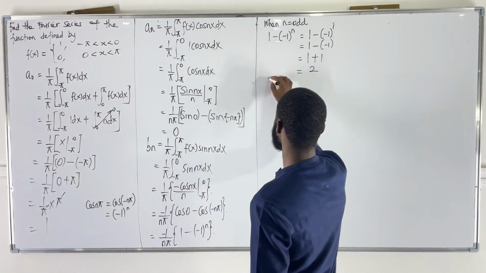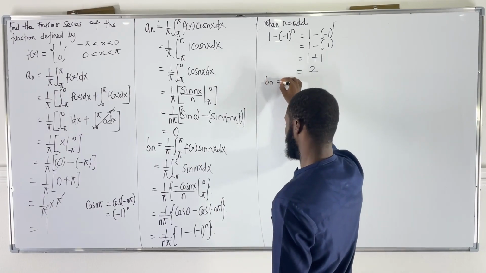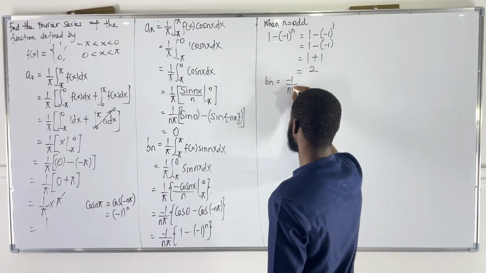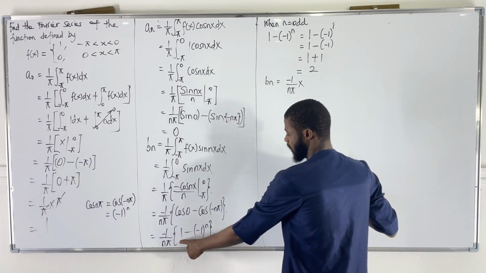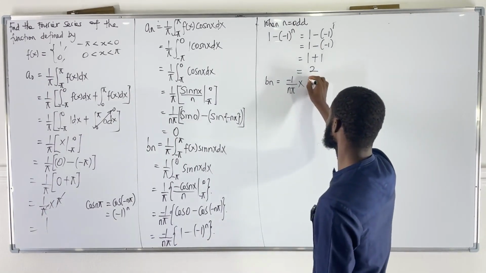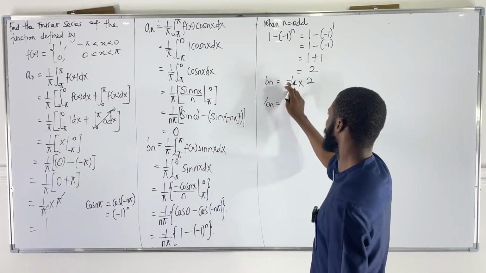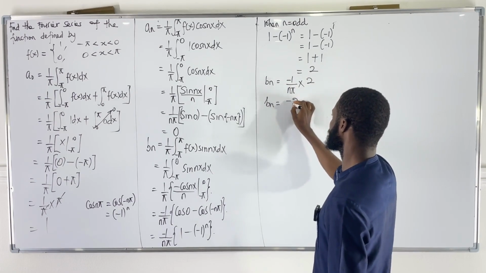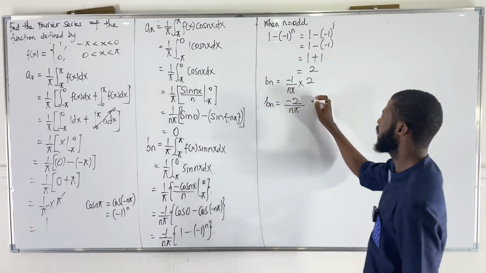So this tells me that my b sub n will become minus 1 over n pi times this bracket you see here. This bracket is 2 because we're dealing with when it's odd. So b sub n equals minus 1 times 2, which is minus 2 over n pi. So this is what we have when n is odd.